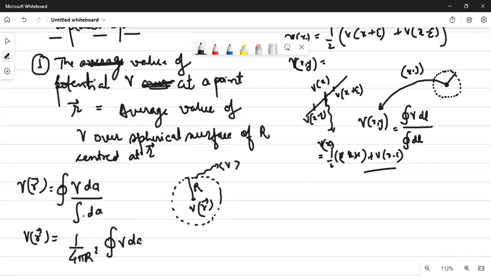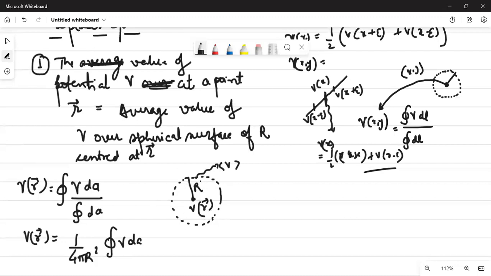Is that clear? Because in three dimensions, in order to enclose this particular point, I have to make a spherical surface. On that spherical surface, if I find the average value of the potential, which can be written as the integral of V dA upon the integral of dA, this average value would correspond to the value of the function at the point about which we are drawing the spherical surface. Are you getting my point?